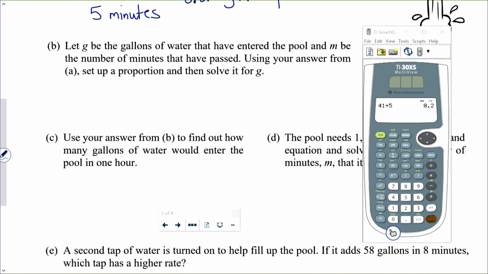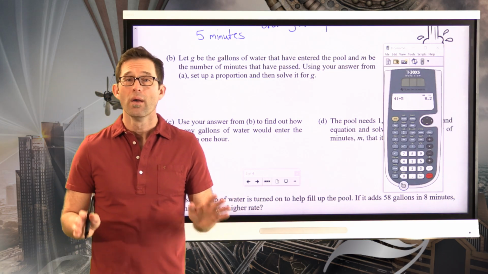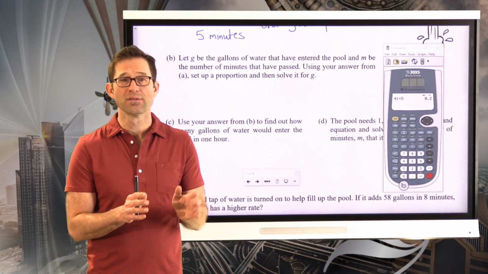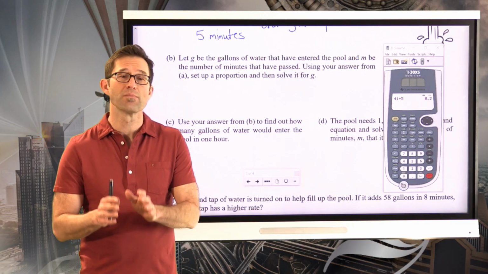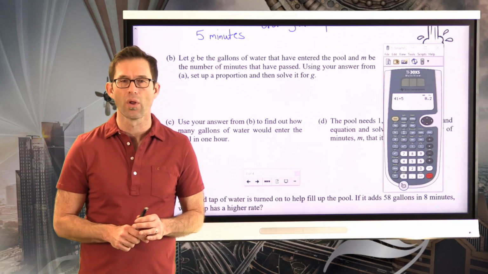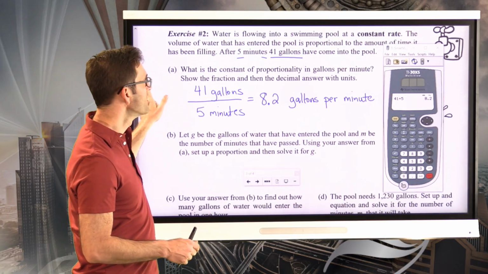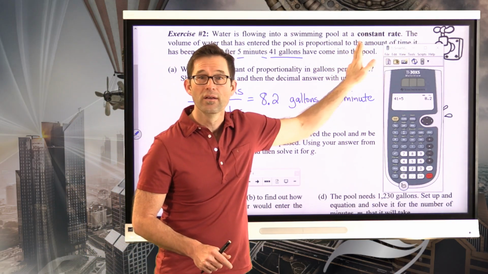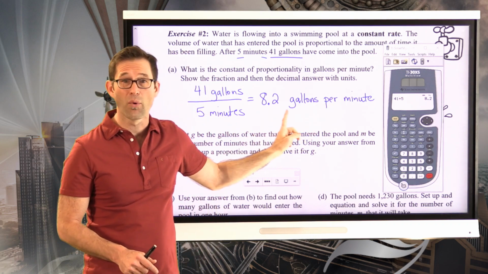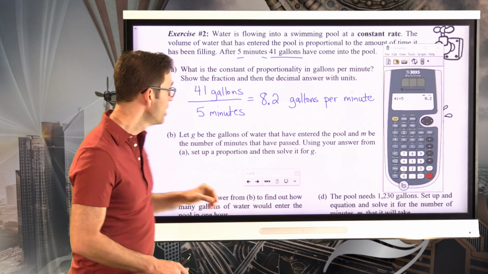Let G be the gallons of water that have entered the pool. So it's the total amount of water that's entered the pool in gallons. And M be the number of minutes that have passed. Using your answer from A, set up a proportion and then solve it for G. All right, this is so cool. We know that G, the number of gallons, is proportional to M, the number of minutes. By the way, the reason that we know that's proportional is because they told us that we have a constant rate. And in fact, that constant rate is 8.2 gallons per minute. There's your rate.